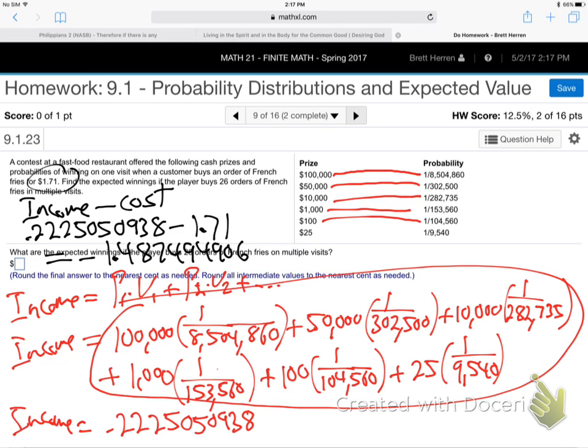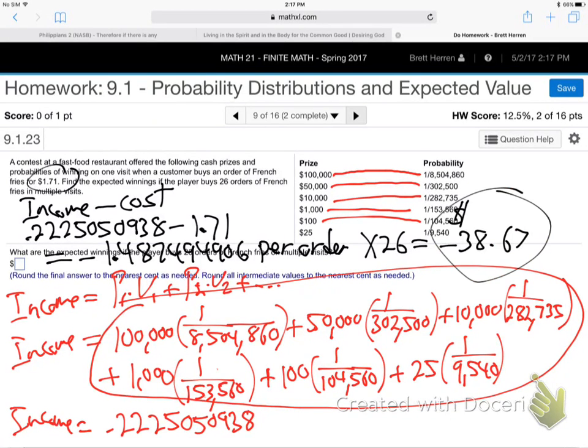And they said that's per order though. That's per order of French fry. You tracking with me? Per order. How many orders? 26 orders. So now times 26, keep it all on your calculator screen, minus $38.67. Let me double check it. 38.67. This is right. So I just kept it all on my screen. I never rounded till the very end on that.